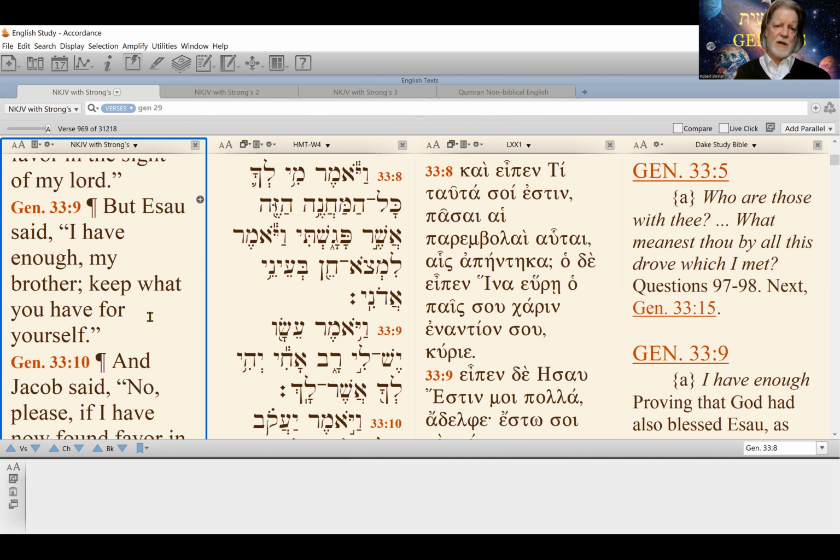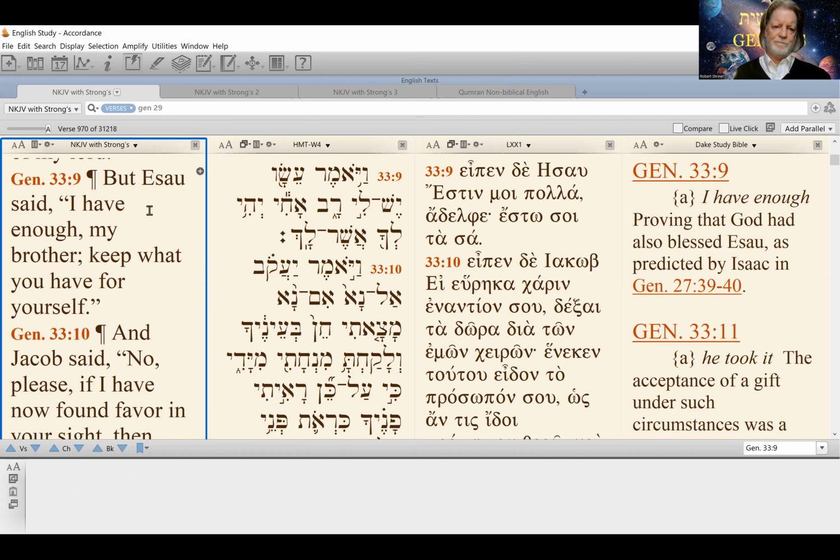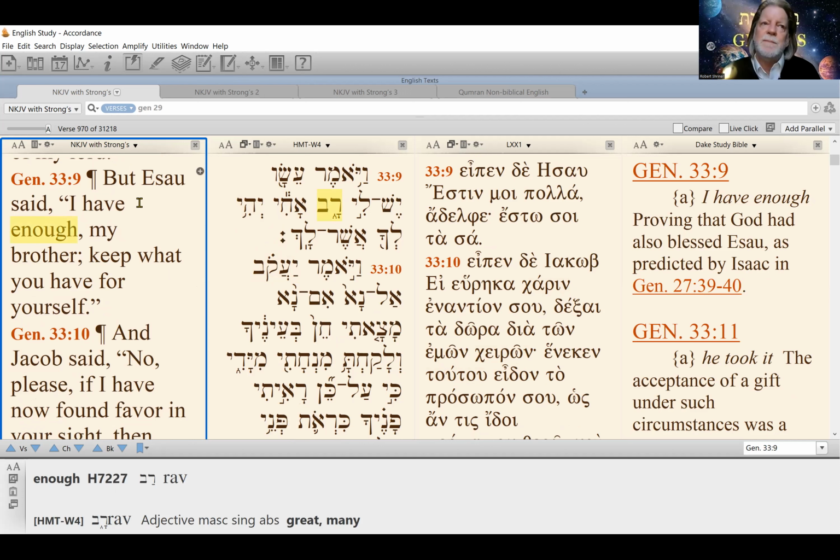Okay, verse 9. But Esav said, I have enough. I have enough, my brother, Achi. Keep what you have for yourself. So this proves, as Dake points out, that God had blessed Esau, as predicted by Isaac. So why was Esau blessed? Because he was so smart, because he was so good and pious and holy?